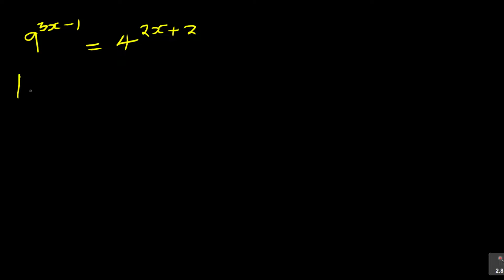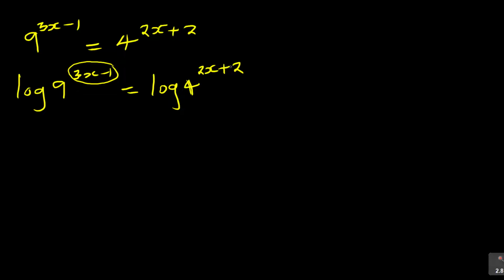So you just introduce logs to say log 9 to the exponent 3x minus 1 is equal to log 4 to the power of 2x plus 2. You can introduce ln if you want, if you're not comfortable with log. You can use ln, still fine. But look, this is one thing and that is one thing. And you know the laws of exponents, you drop this and you drop it as one thing. So look how you drop it. Be careful there. 3x minus 1.